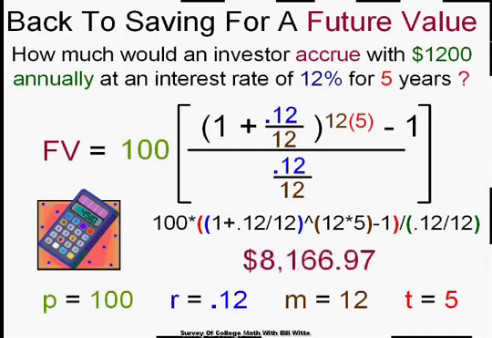The answer you should get, in this case, you should save $8,166.97. That's a future value of putting $100 in every month for 5 years.